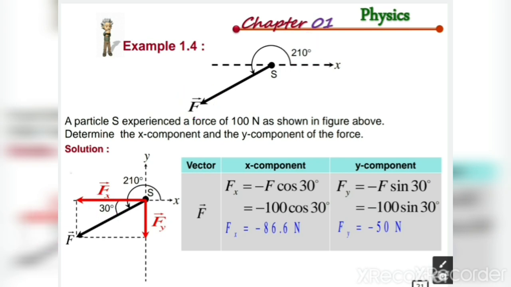And you should know that this is the force that is exerted on the x component, and this is the force that is exerted on the y component. At the same time, you have to consider the sign of the component, either positive or negative. For Fx, the force on the x-axis, since it is directed to the left, Fx is negative. The same goes for Fy: since it is directed downward, your Fy is negative.